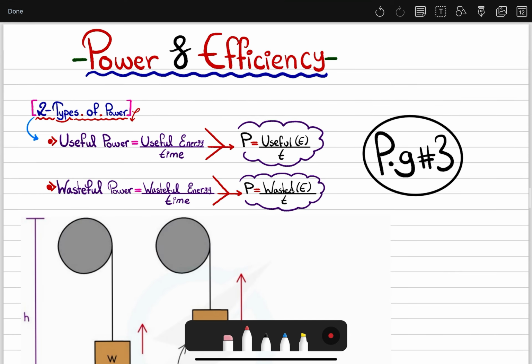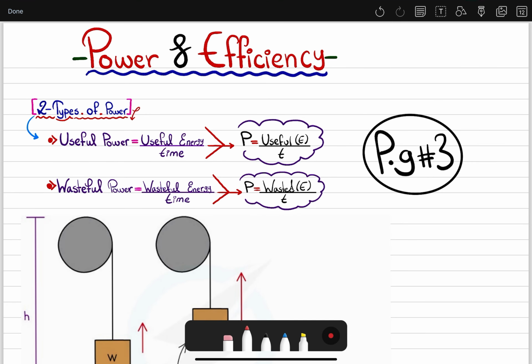Power and efficiency. There are two types of power when it comes to calculating efficiency. We have useful power and wasteful power. Useful power is useful energy divided by time. So P is equal to useful energy divided by time. Wasteful power is wasteful energy divided by time.